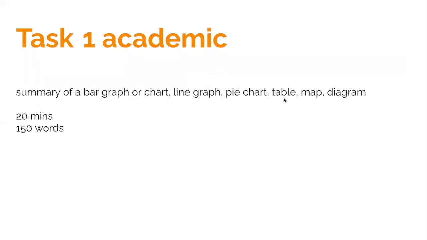Whenever you get tasks like this, the second sentence of the task always stays the same. Your task is always to summarize the information, to make comparisons where relevant, to report the main features. But of course, everyone gets different tasks, so the first sentence is going to vary, obviously. You might get some kind of table. You can even get a map, or some kind of process of how something happens, or a diagram.